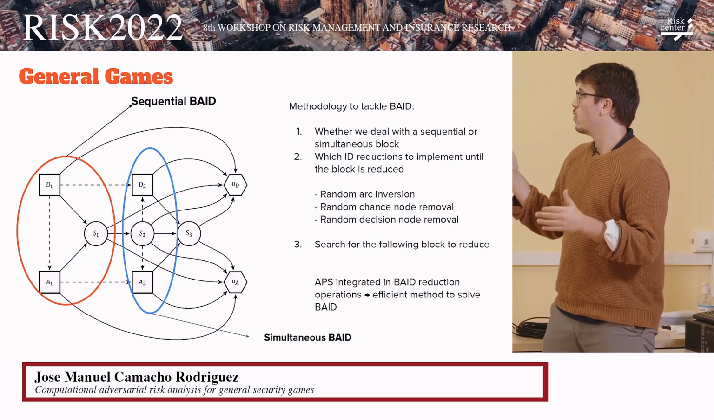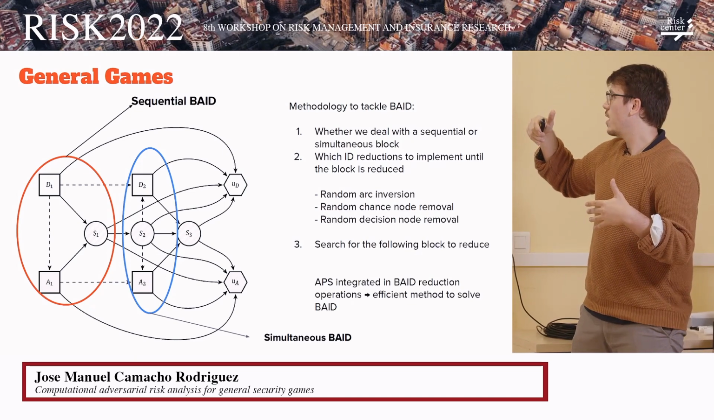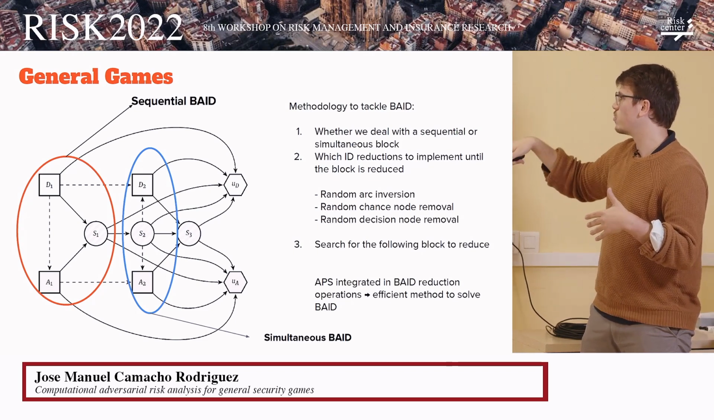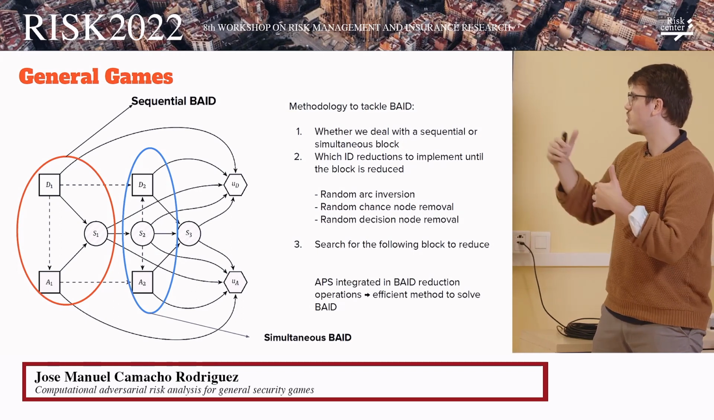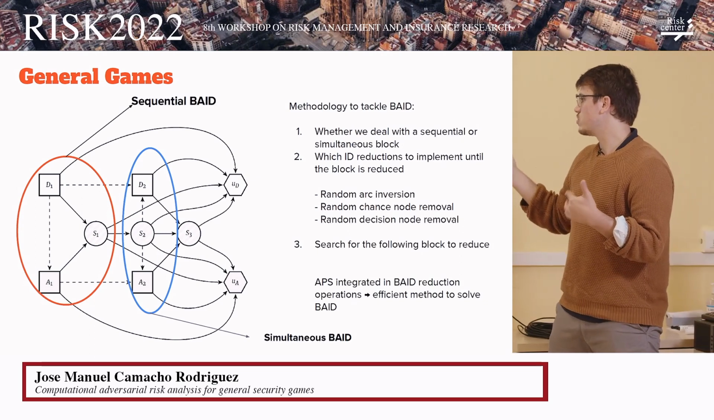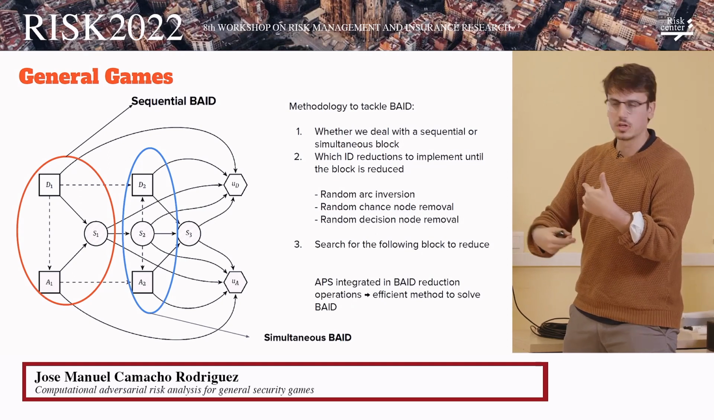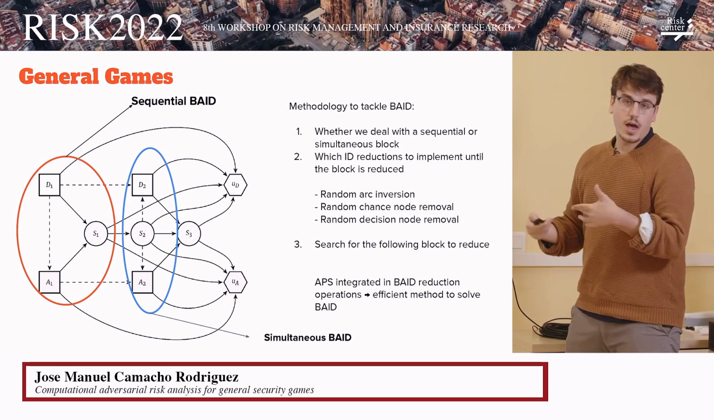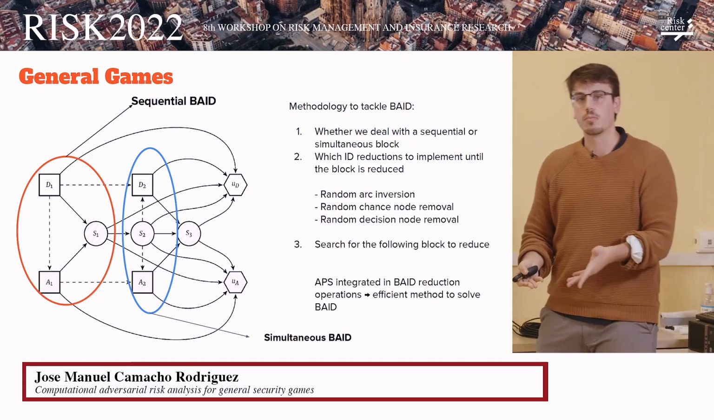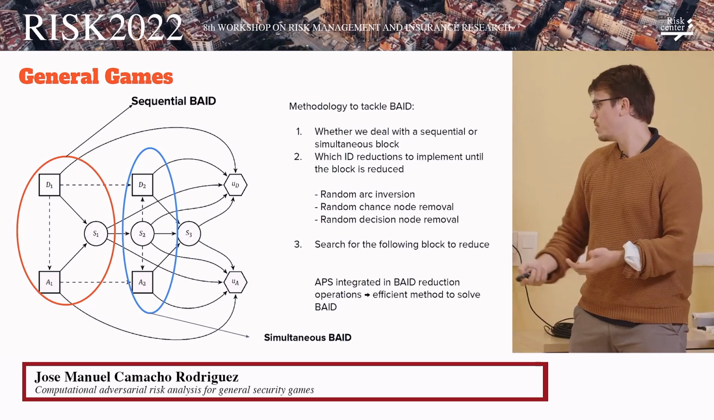Then we will have a methodology to tackle these diagrams: decide which block to deal with, a sequence or a simultaneous one, then reduce it with some technique like random inversion, random chance node removal, and random decision node removal, and then go on searching for the following block to reduce. And with augmented probability simulation, we had the method to do this efficiently in a computer. That is something that we didn't have before for big decision sets. It became unfeasible.